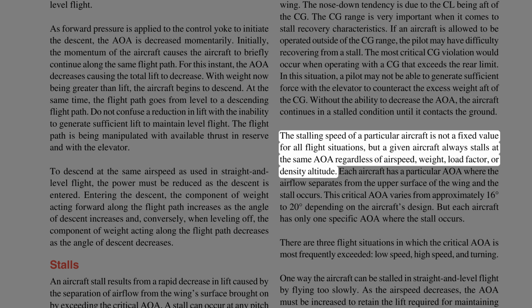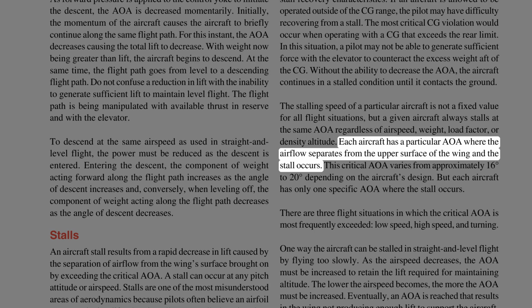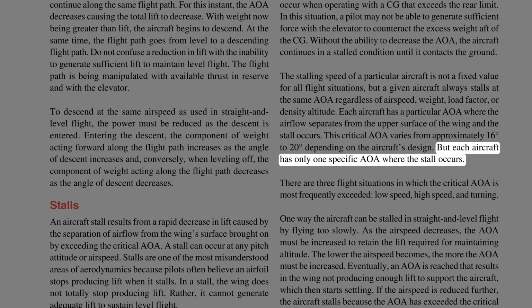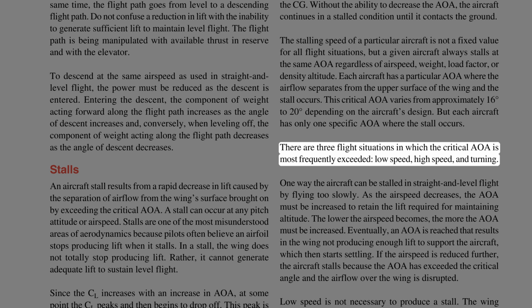The stalling speed of a particular aircraft is not a fixed value for all flight situations, but a given aircraft always stalls at the same AOA regardless of airspeed, weight, load factor, or density altitude. Each aircraft has a particular AOA where the airflow separates from the upper surface of the wing and the stall occurs. This critical AOA varies from approximately 16 degrees to 20 degrees depending on the aircraft's design. But each aircraft has only one specific AOA where the stall occurs. There are three flight situations in which the critical AOA is most frequently exceeded: low speed, high speed, and turning.